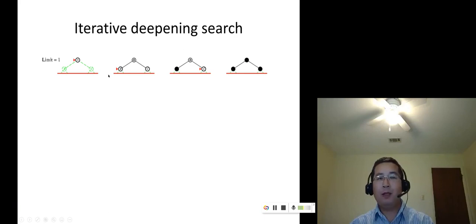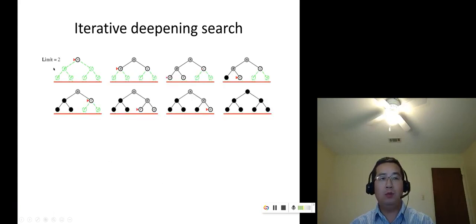If we cannot find the goal, we need to deepen the depth by one more. So that's the limit equal to 2. And then we continue to use DFS. So A and then B and D. If we can go deeper, we go deeper.